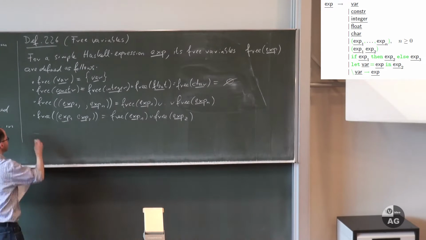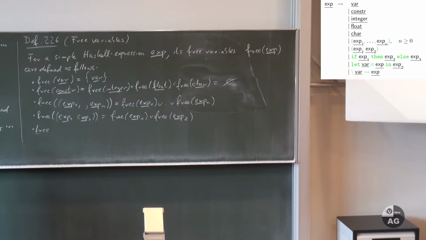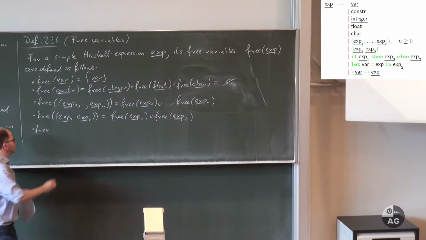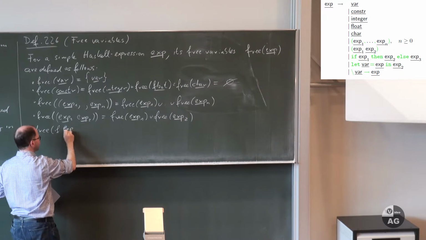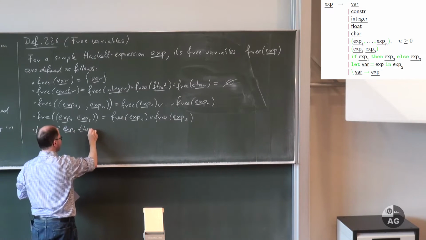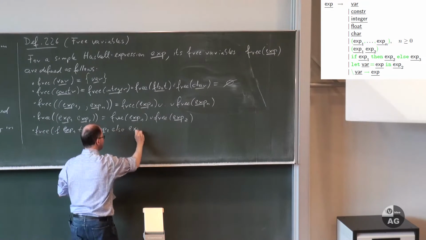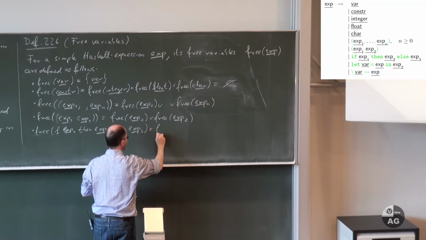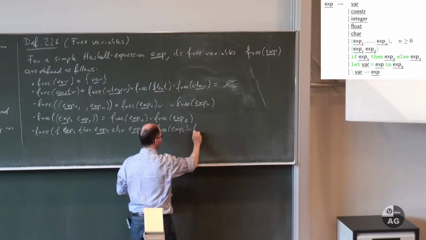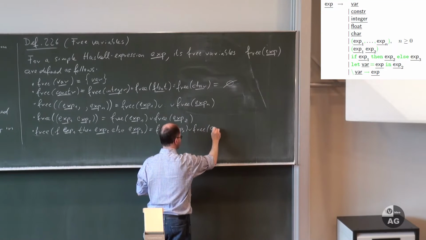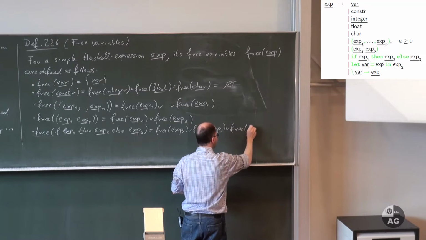If-then-else is the same thing. We just unite all the free variables in the sub-expressions x1, x2, and x3. So if we have if x1, then x2, else x3, the free variables here are just the union of the free variables in the sub-expressions: the free variables of x1, x2 and the free variables from x3.